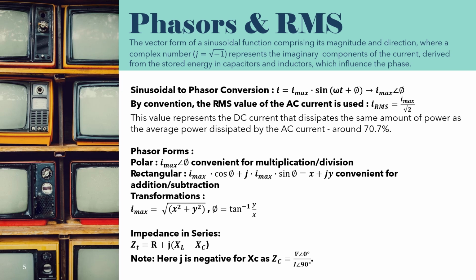By convention, the RMS value is used, which is displayed here, but we won't be using this. And here you can also see the two different forms, their benefits, and the transformations between the two. It is important to note that due to the opposing nature of inductors and capacitors, the J is negative in series for capacitors, giving it an angle of negative 90 degrees as opposed to the inductor's positive 90 degrees.